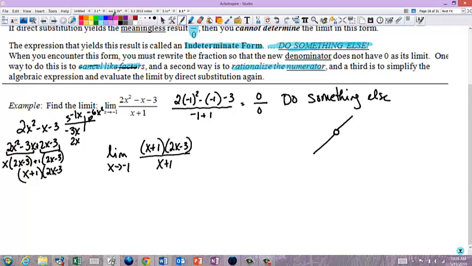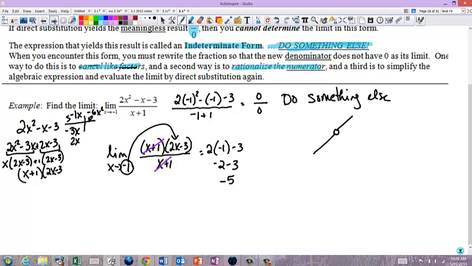Well, the x plus 1's cancel. Then you just fill your negative 1 into what's left. So it'll be 2 times negative 1 minus 3. Negative 2 minus 3 is negative 5. Okay, that's the first method.